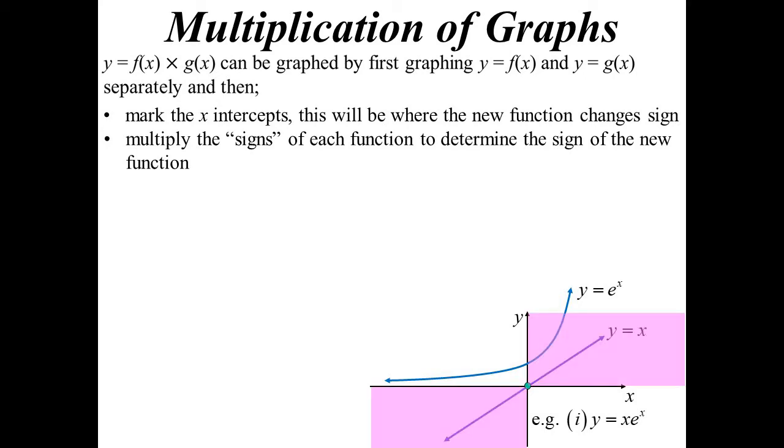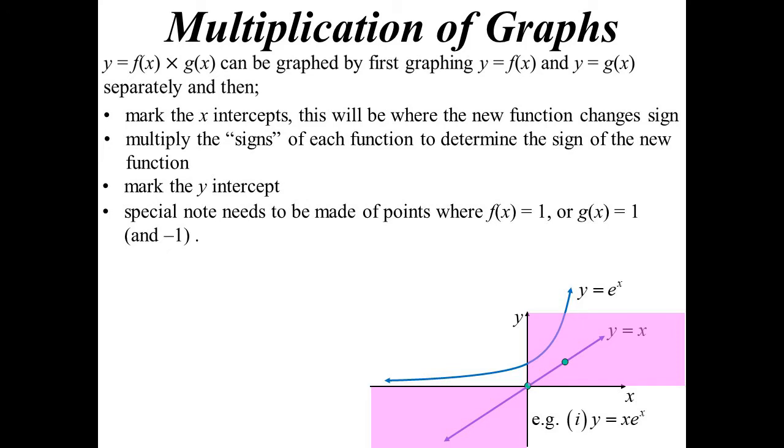Now when I go past that x-intercept, the exponential is positive, y equals x is positive as well. Positive times a positive gives you a positive. Therefore, I must be in that section there. So I know where the graph's going to exist. Y-intercept, well, we've already marked it for this one because it turned out to be the origin. But you can always work that one out.